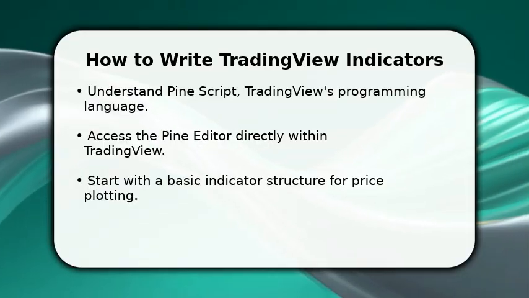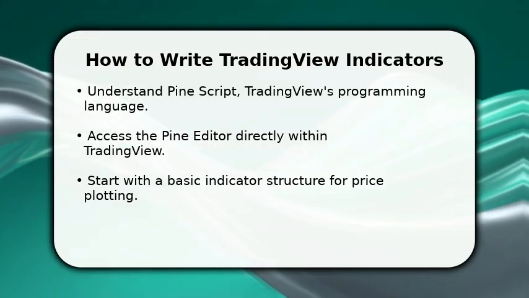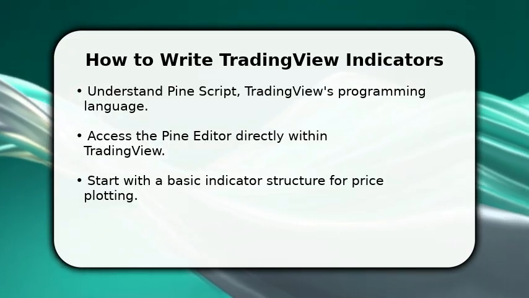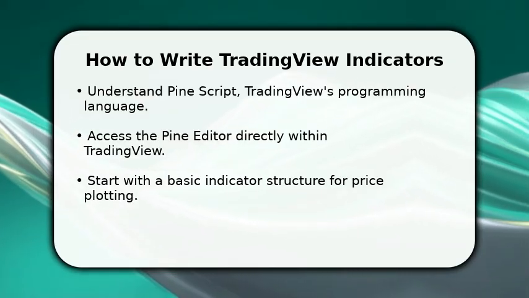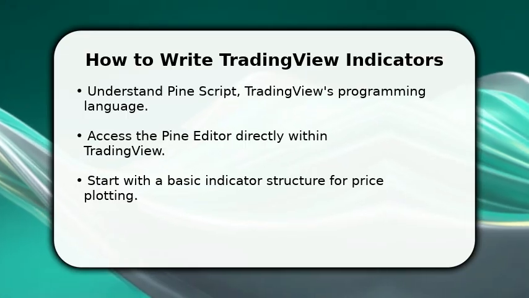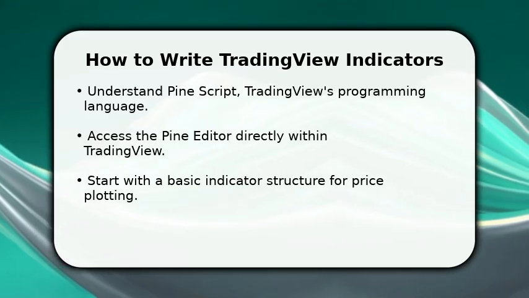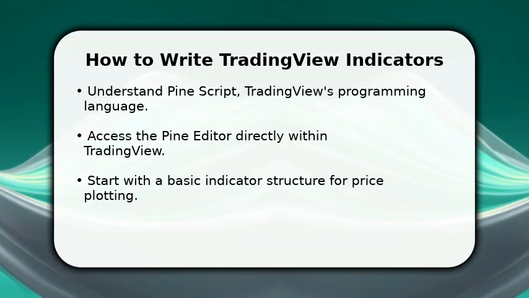In this video, I will explain how to write TradingView indicators. First, open TradingView and navigate to the Pine editor, usually found at the bottom of your screen. This is where you'll write all your code. Begin by defining the script version and the indicator's name. Then, you can start adding simple plotting functions to visualize data on your chart. This foundational step is crucial for building any custom tool.